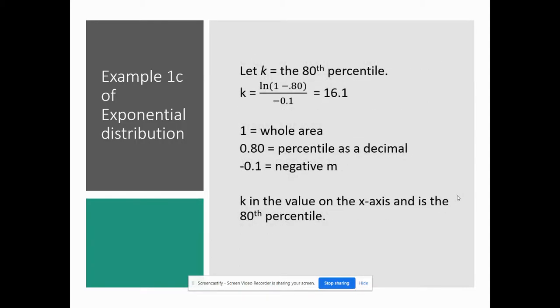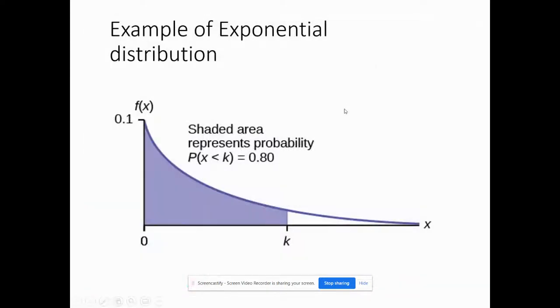So again, k is the 80th percentile. So I do k equals ln of 1 minus 0.80, divided by the negative m. So again, that's what I'm doing. I'm doing ln of 1 minus the percentile I'm looking for, divided by negative 0.1, which is the negative m. So again, remember, that's the x value, and that's the 80th percentile, and I get 16.1. So that means this k right here is 16.1.